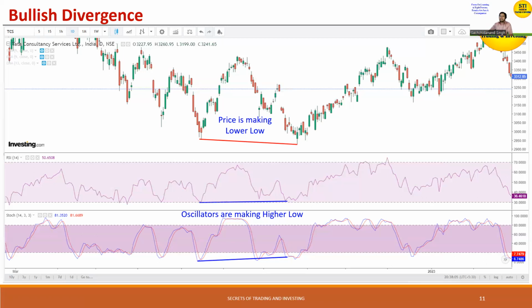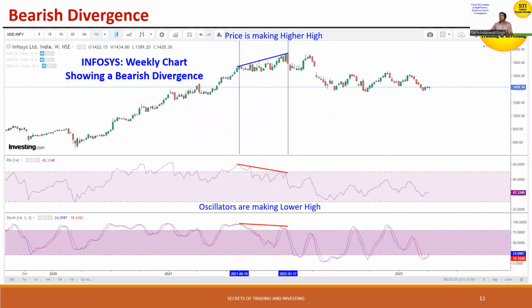So when we observe a bullish divergence on top of other concepts, like a chart pattern or a candlestick pattern, it gives much stronger conviction. Either we can take a fresh entry into that stock, or if we are already in short selling, we can plan to exit at that level. So this is the bullish divergence example. Another example is the bearish divergence, which is exactly the opposite.